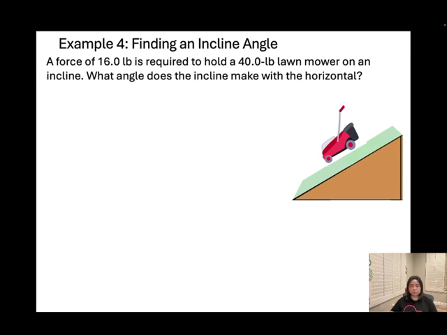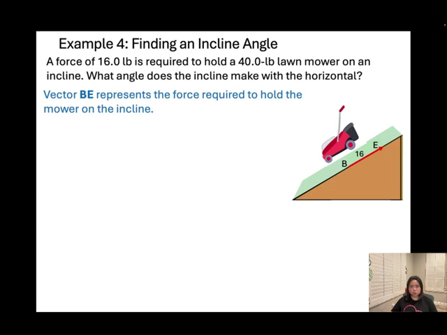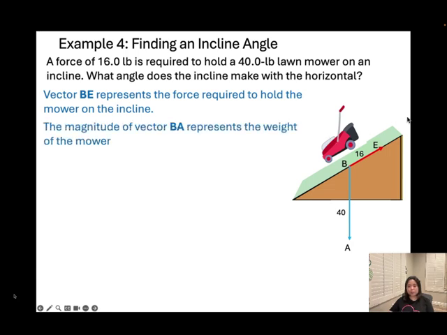First, a force of 16 pounds is required to hold the lawnmower. So we're going to have BE here, which is the 16 pounds. The vector BE will represent the force required to hold the mower on the incline. And then we have the vector BA, the weight of the lawnmower. The magnitude of the vector BA will represent the weight of the mower.